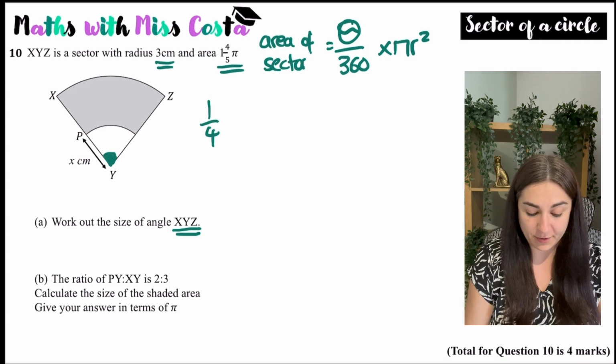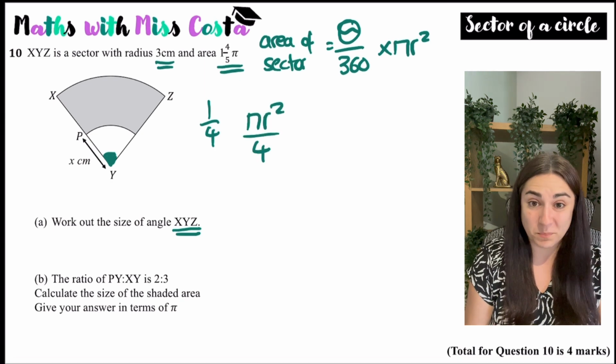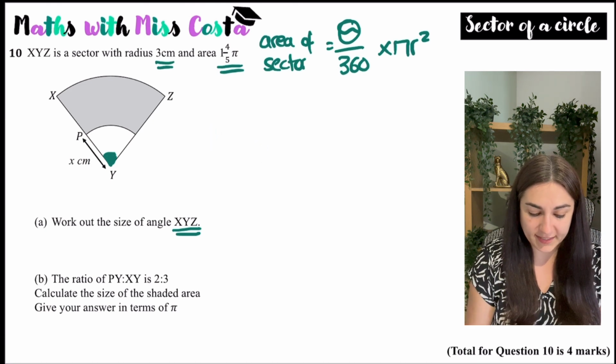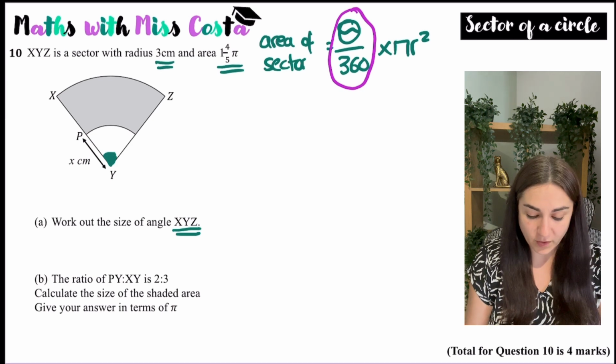Like if I had to work out a quarter of the circle, I would use the formula pi r squared and divide it by 4, which is the same as multiplying by a quarter. So we're always just trying to figure out the fraction of the circle, which is this, and then we multiply that by the area of the whole circle.